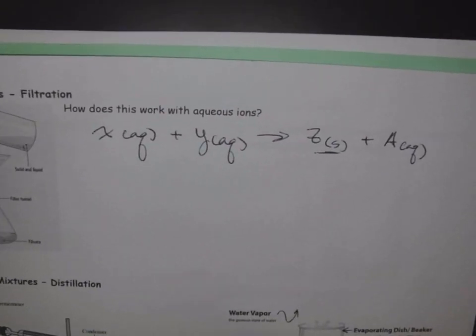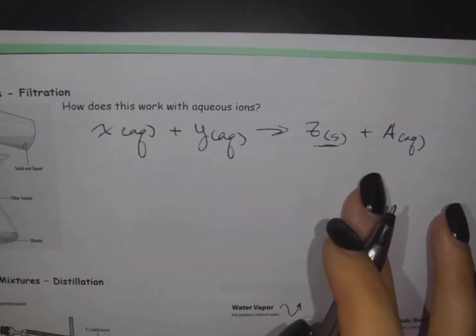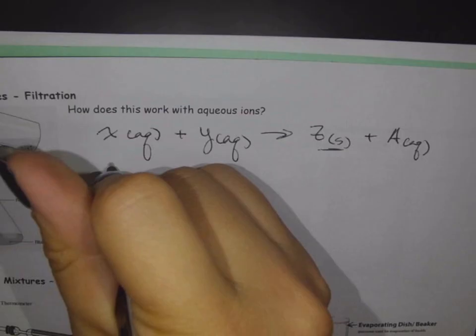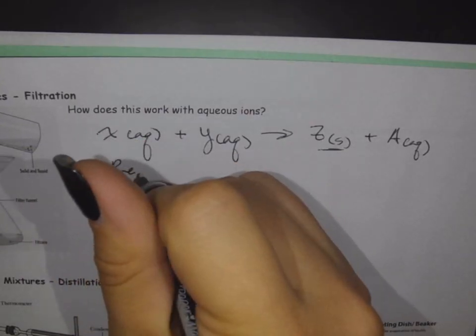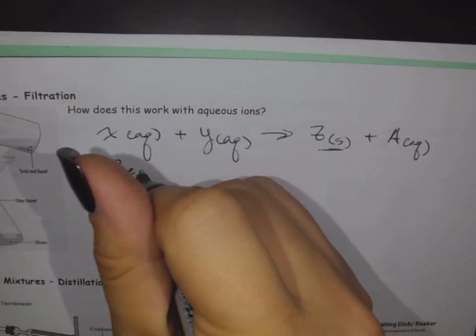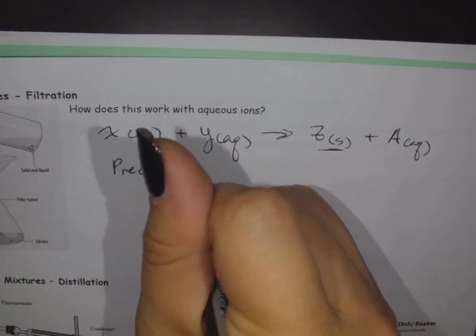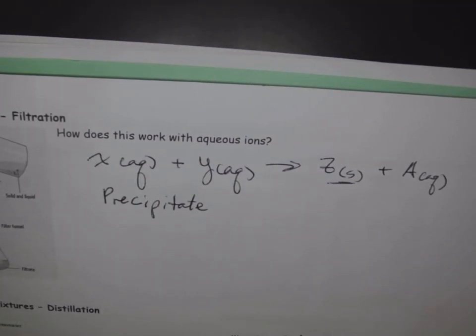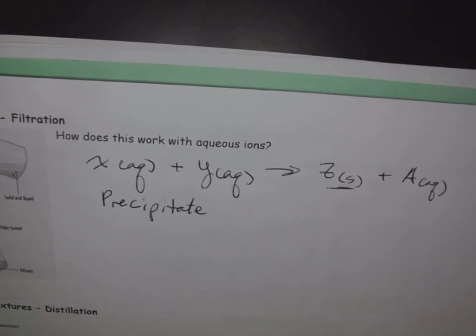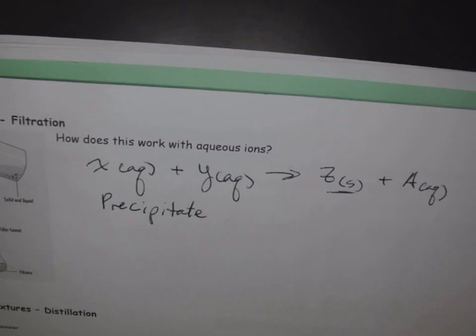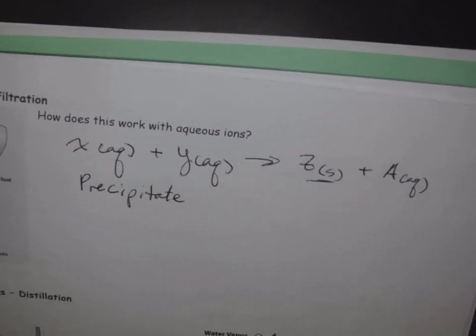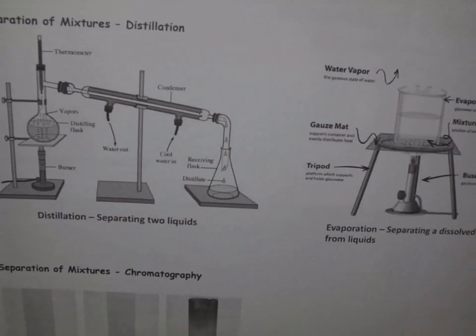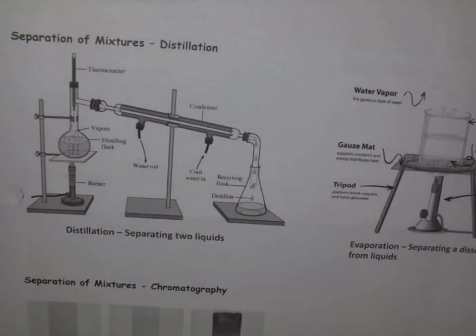And just a reminder, when two aqueous things combine and they make a solid, that's called a precipitate. So it is really nice to separate a precipitate from what it's mixed with by using a filter. The other type of separation technique is distillation, and this looks super fancy.